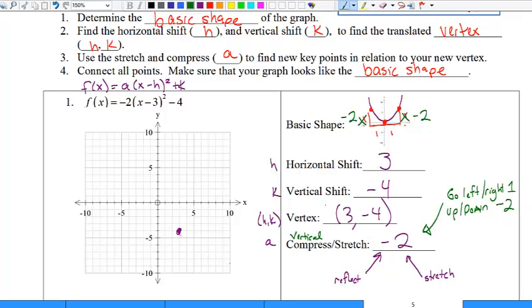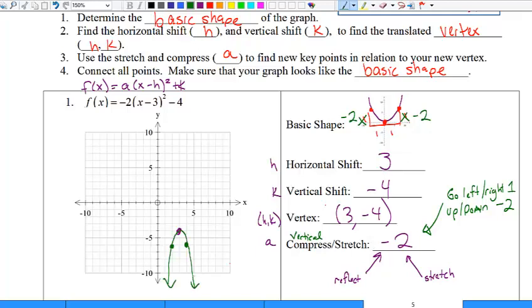So I go left and right 1 from my vertex. So I'll start left 1, but instead of normally I would go up 1, I'm not going to do that. I'm going to go left 1 and down 2. Why do I go down 2? Because my a is -2. Normally I would go right 1 and up 1, but I'm not going to do that this time. I'm going to go right 1 and down 2. Why? Because my a is -2. So left and right 1, down 2.